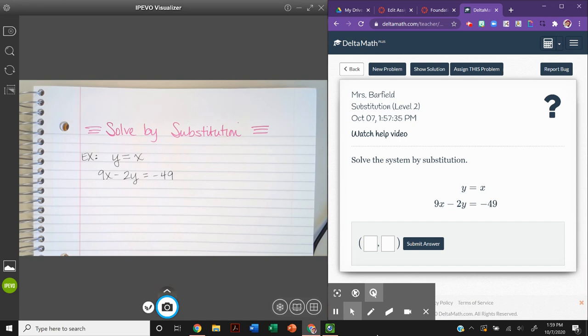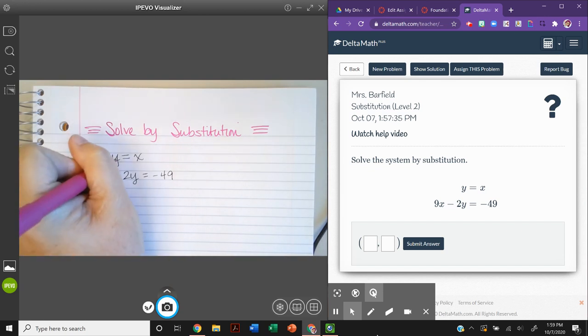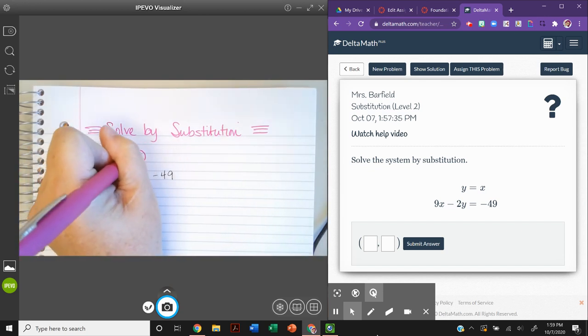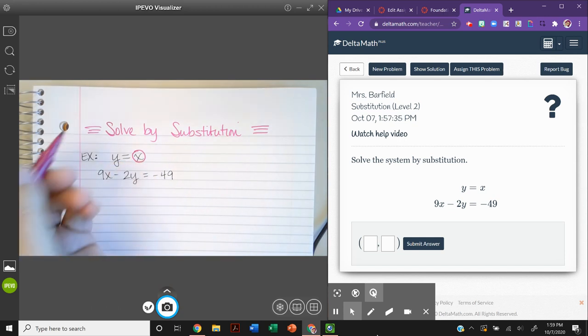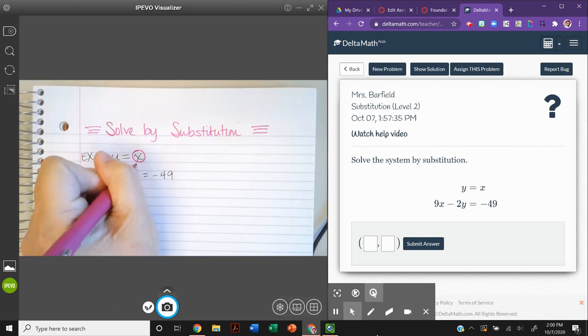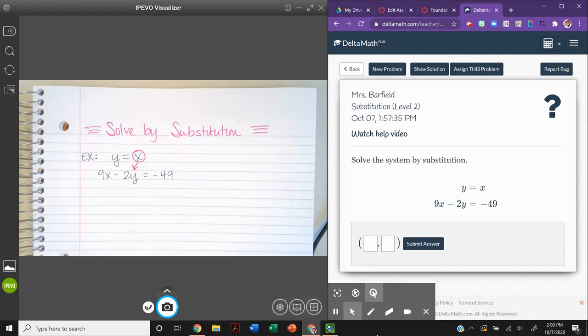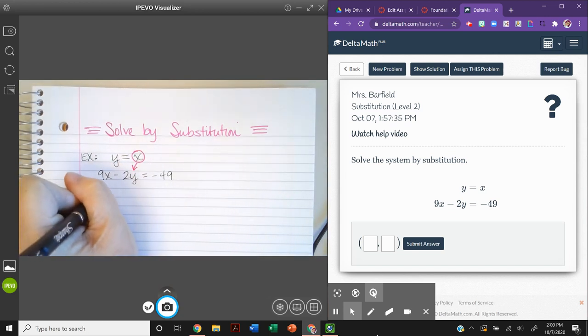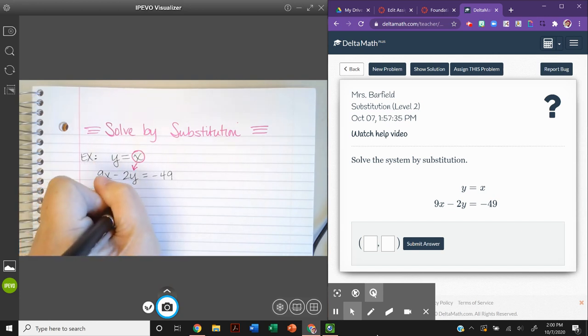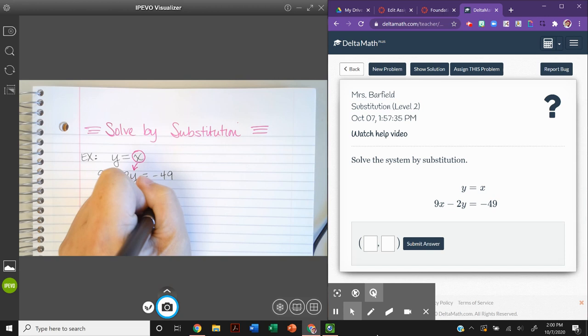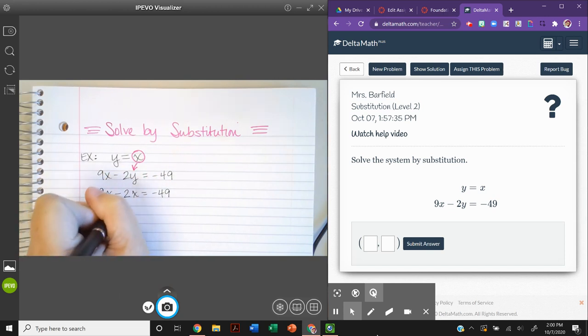So you actually kind of have a decision to make. Do you want to substitute y for x or x for y? Honestly, it says y equals, so I'm not even going to try to super analyze it. It's telling me that y equals x. So I'm going to go for y and I'm going to make my substitution right there. So I'm going to take 9x minus 2, and instead of y, I'm going to replace it with x equals negative 49.